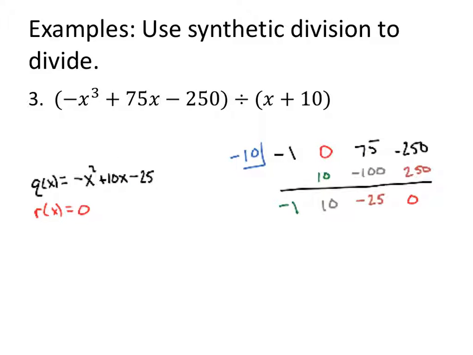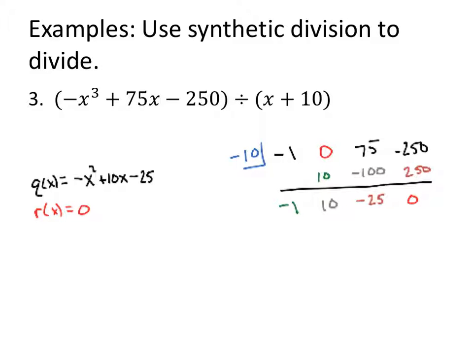Negative x cubed plus 75x minus 250, all divided by x plus 10. I'm going to set x plus 10 equal to 0, and I'll get x equals negative 10. Don't forget to fill in your zeros as necessary. I have no squared term in the original polynomial, so I'm going to put in a 0 in the x squared location. In long division of polynomials, the 0 is a good idea just to keep everything organized. In synthetic division, a 0 is absolutely necessary.